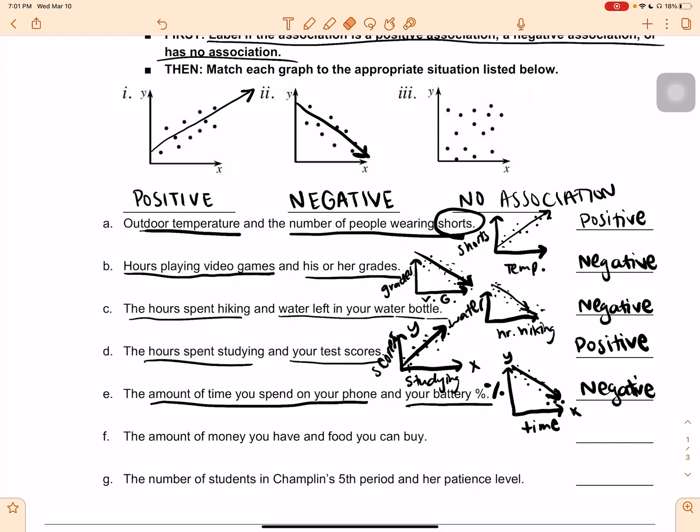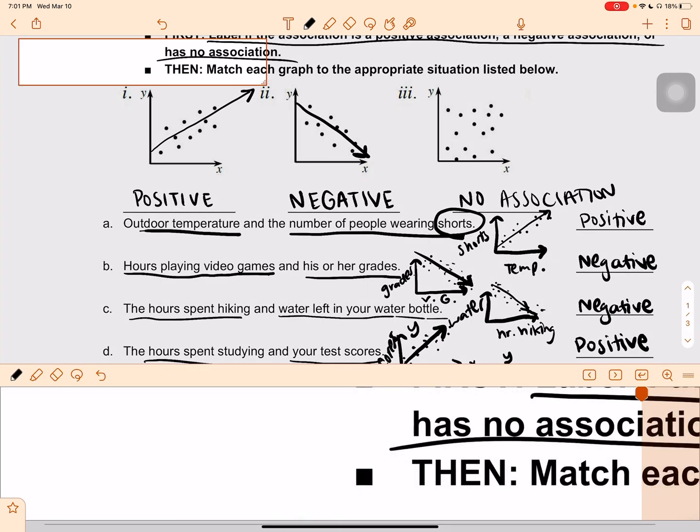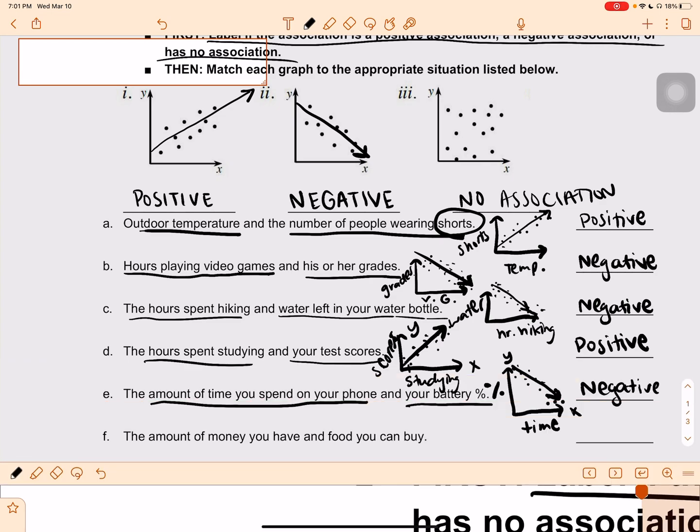Did you just see how much I struggled with writing negative? Negative. Excuse me. Dang it, I'm gonna have to edit that out.